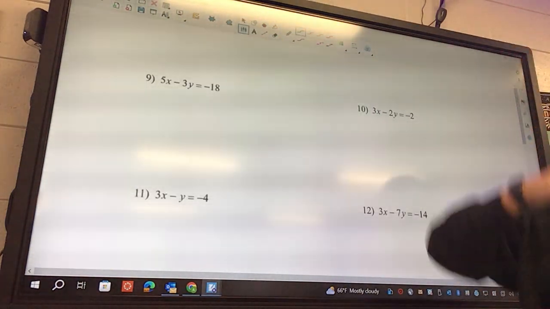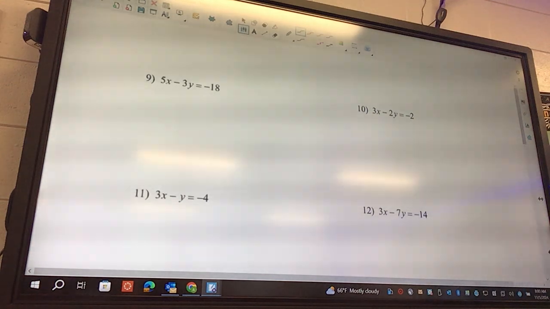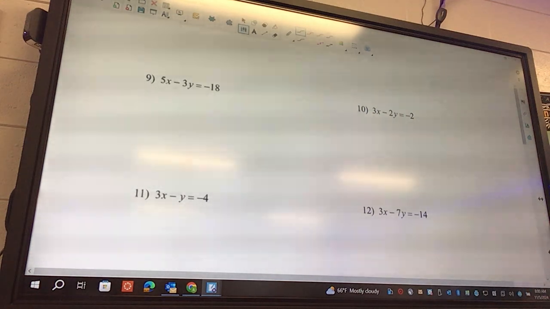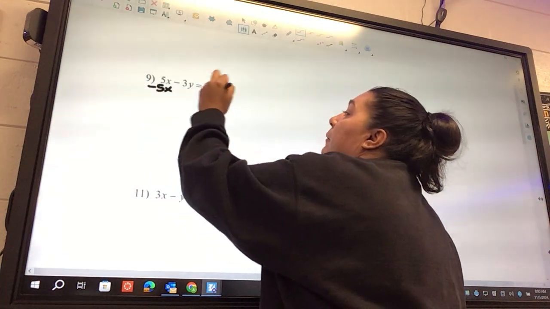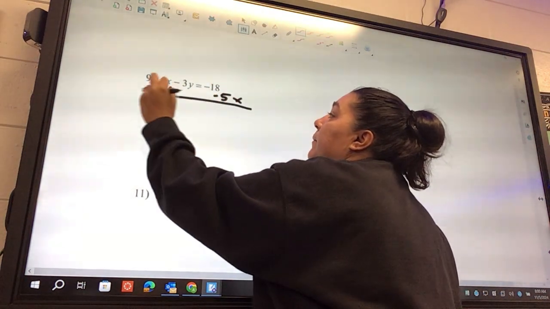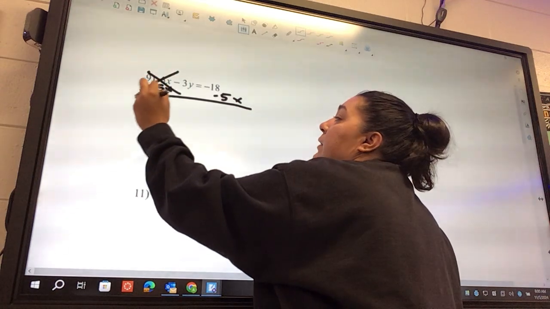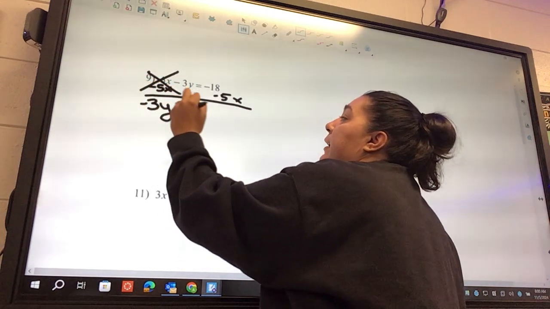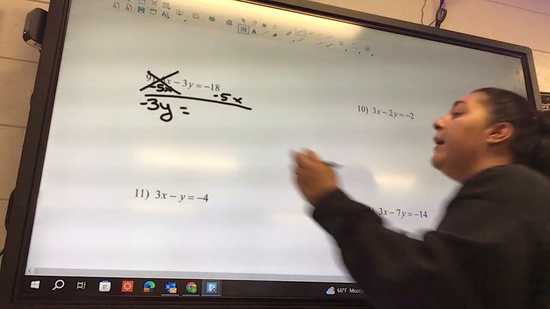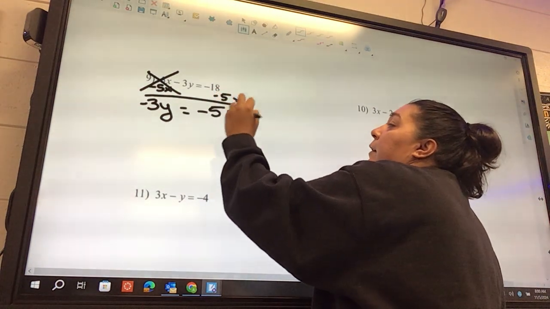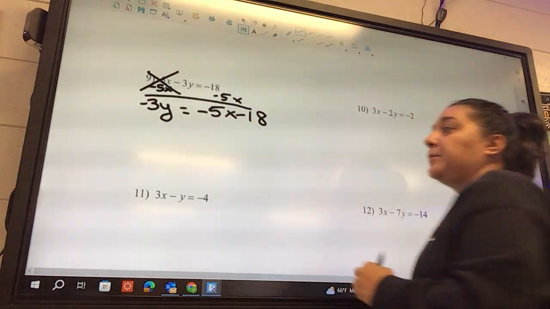9. Okay, we're going to subtract the x's. What number is next to the x? 5x, so we're going to say minus 5x. Okay, so I have negative 3y equals, which one do I write down first? Negative 5x minus 18.